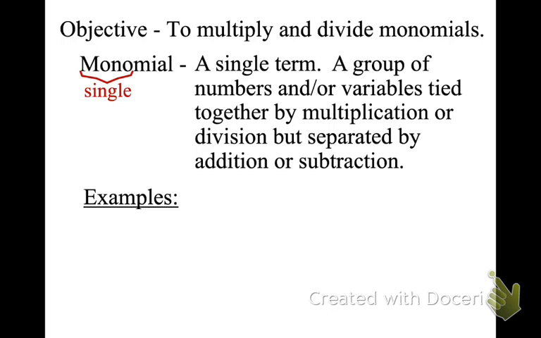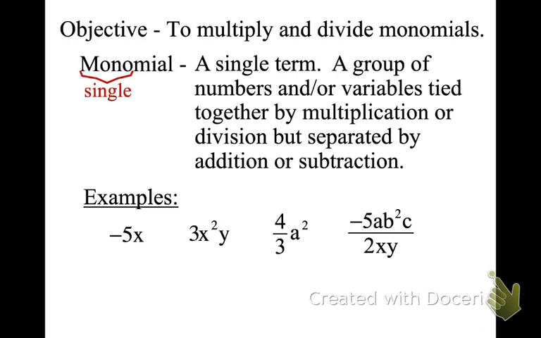Okay, it's tied together by multiplication or division. When things are next to each other, that means multiplication. So 5 or x or 5x or 5 divided by x. But it's separated by addition or subtraction. So when you see addition and subtraction, that's when the monomial ends. So here's an example. Negative 5x, 3x squared y, 4/3 a squared, negative 5 ab squared c over 2xy, and xy squared. These are all examples of monomials.